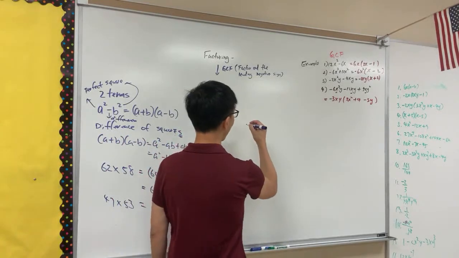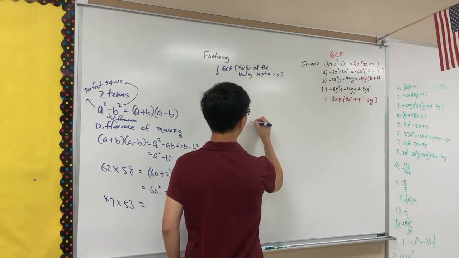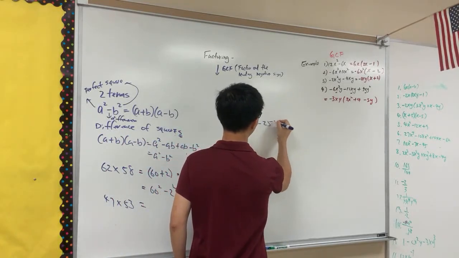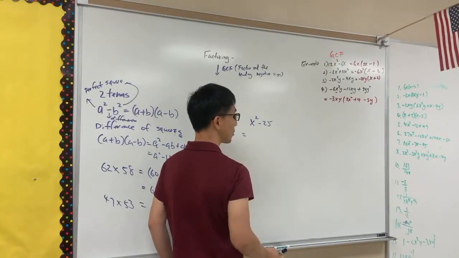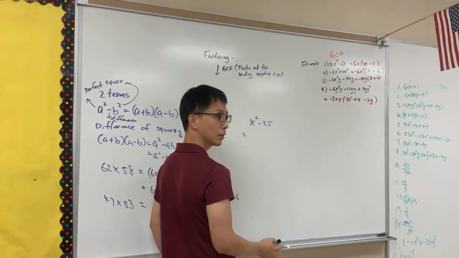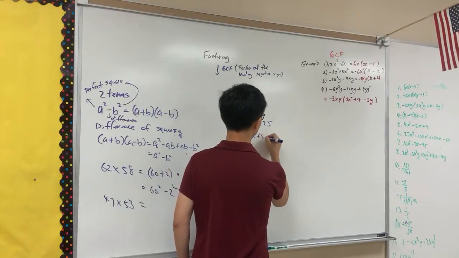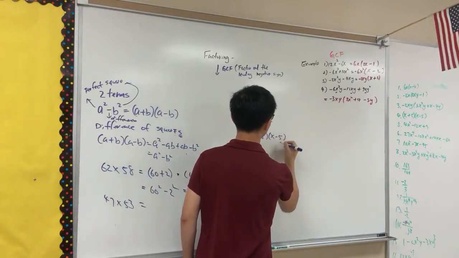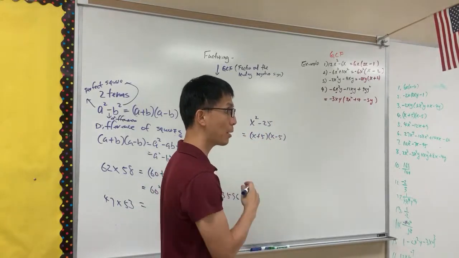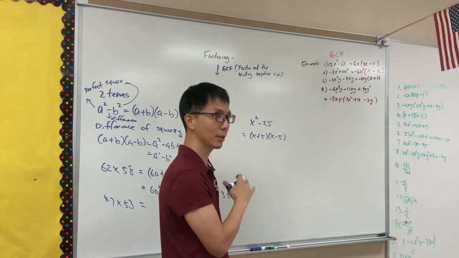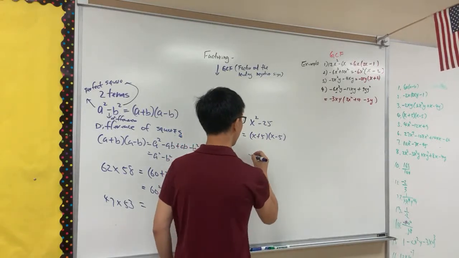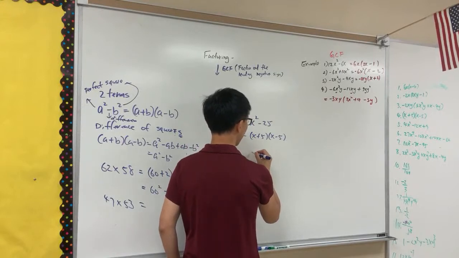Okay, let's go through how to factor this. Let's say factoring x squared minus 25. We should know how to factor this. It's x plus 5 and x minus 5, right? You're going to say, yeah, this is easy. Are we okay about this? Do we need to practice on this or no? No. Okay, good. So we can go straight to the next thing.